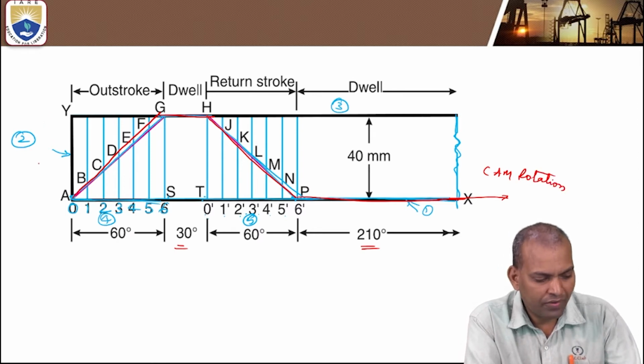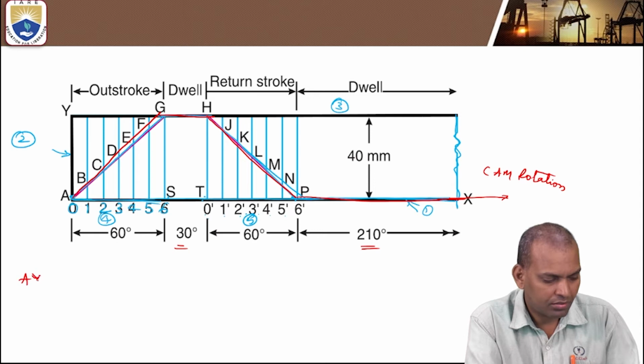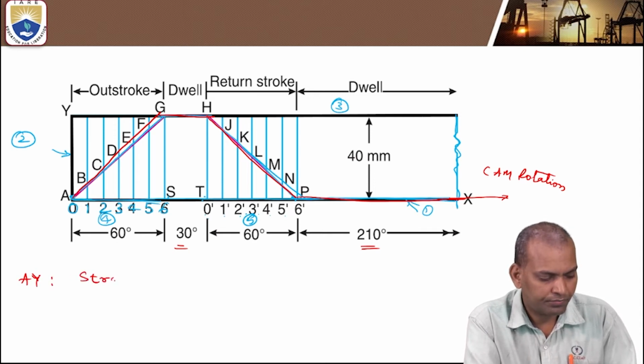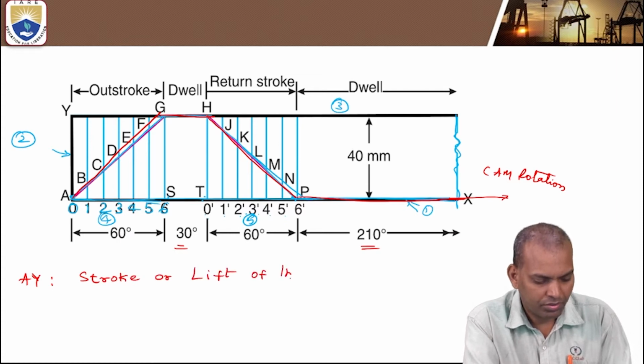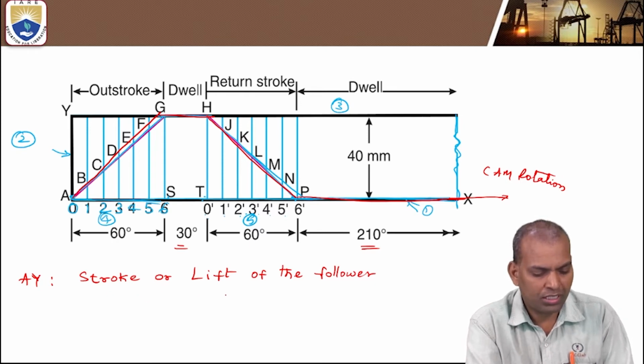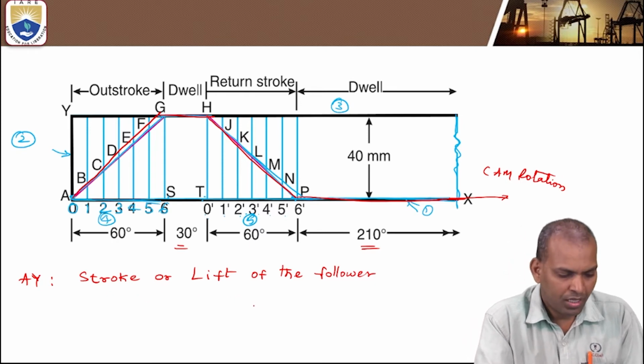Axis Y, AY represents the stroke or lift of the follower. Here it is a knife edge follower. That's why we are following the stroke or lift of the knife edge follower.